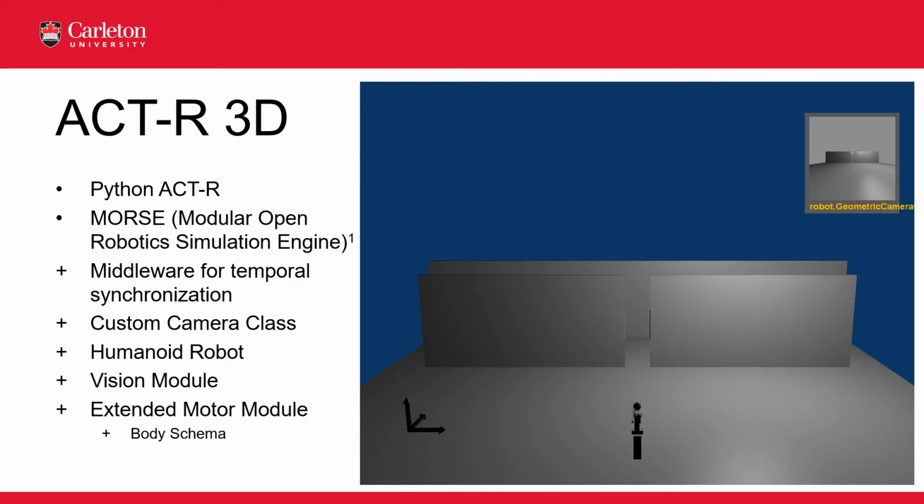I'll start by describing ACT-R 3D. ACT-R 3D is an extension for Python ACT-R that uses the Morse robotic simulator as a 3D environment. It includes a time-synchronized middleware to support time-accurate experiments. I introduced a new camera class for the environment, a humanoid robot, and it introduced an extended visual module and motor module in Python ACT-R.